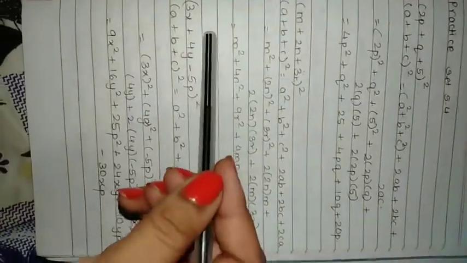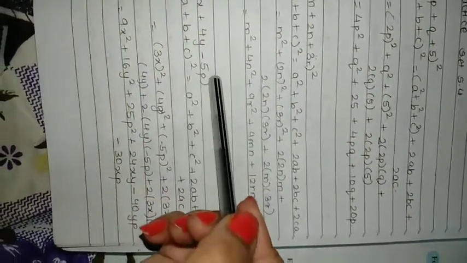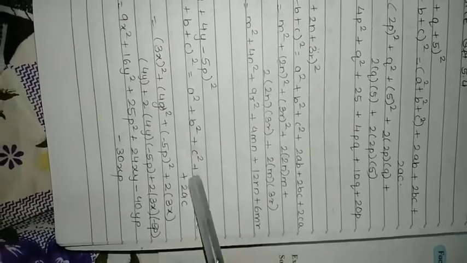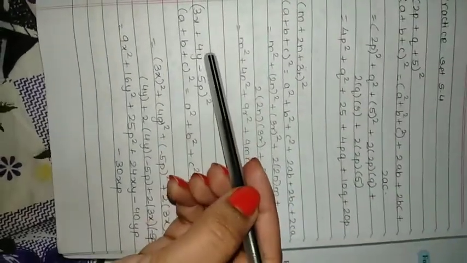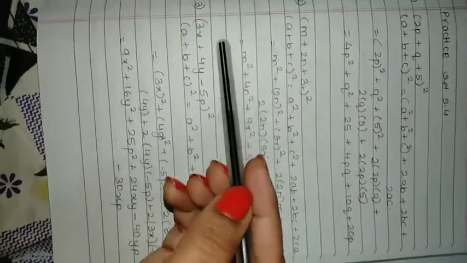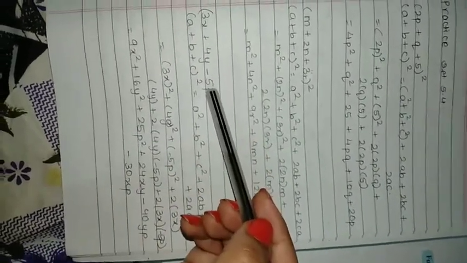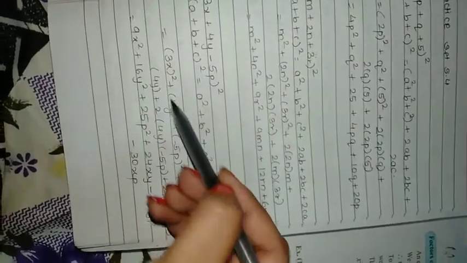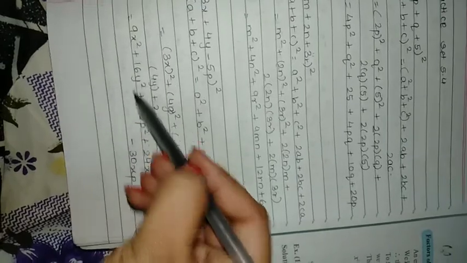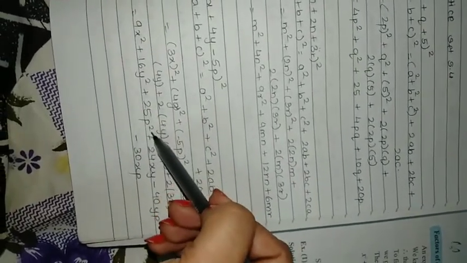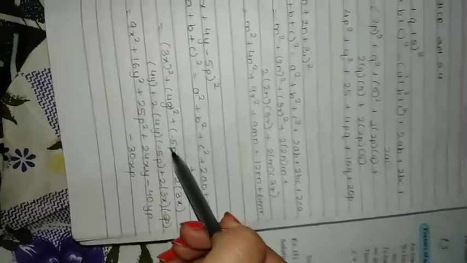Again (3x) square plus (4y) square plus (minus 5p) square plus 2 into 3x into 4y plus 2 into 4y into minus 5p plus 2 into 3x into minus 5p. Again square of 3x is 9x square, square of 4y is 16y square, square of minus 5p is 25p square. Square of a negative number is positive.